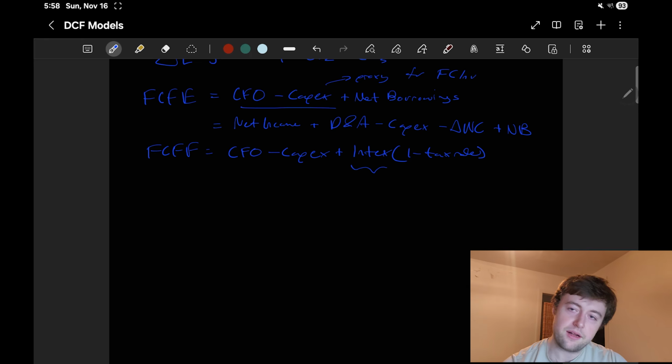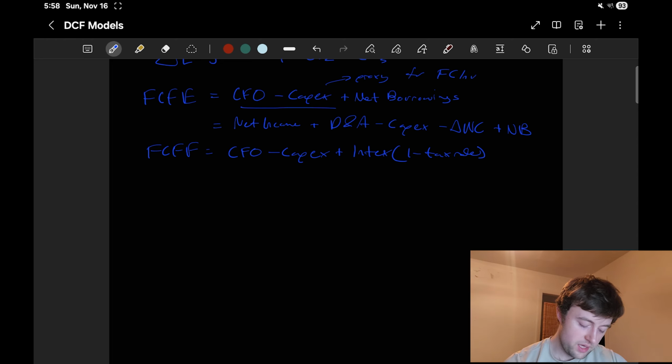And then why do we add back our interest expense? Because we're still including all of the cash that's available prior to paying the debt holders, that's still available to the debt holders and the equity shareholders. So that's why we add this back here, and also why we don't consider net borrowings, for obvious reasons in this case.